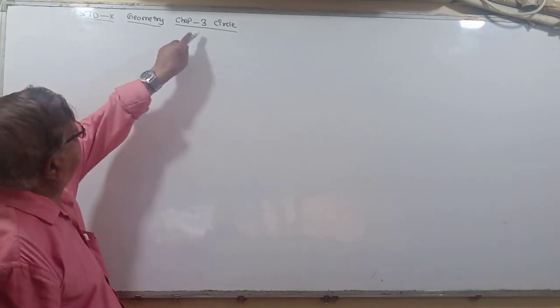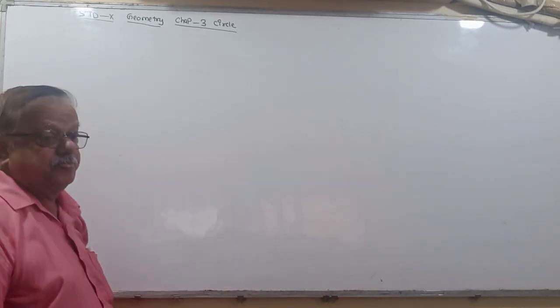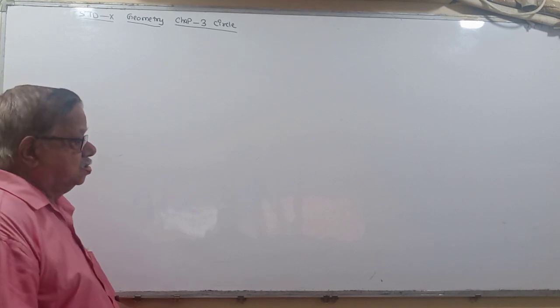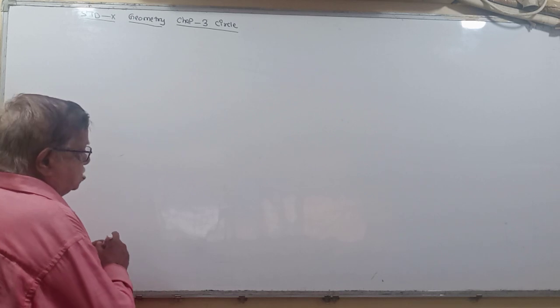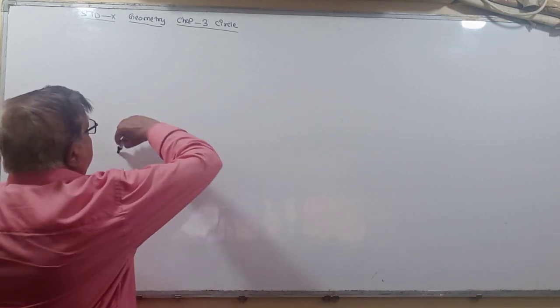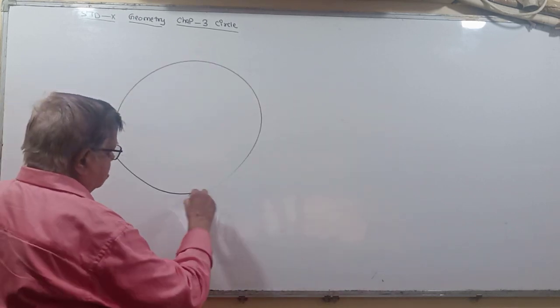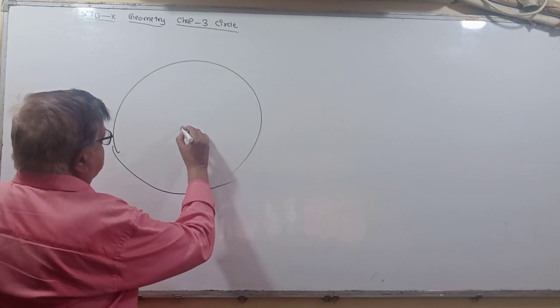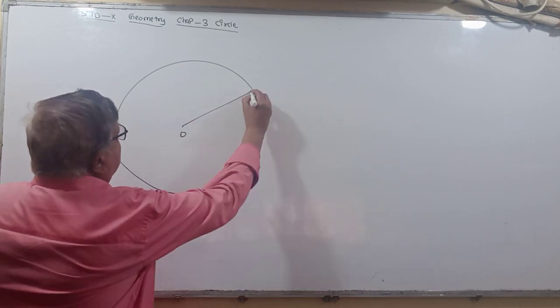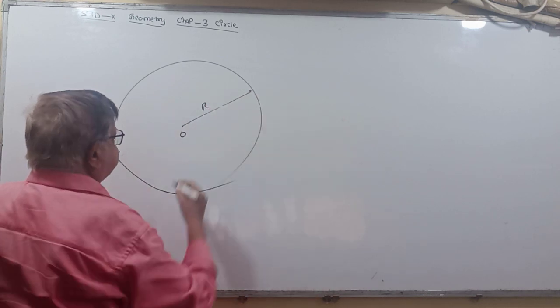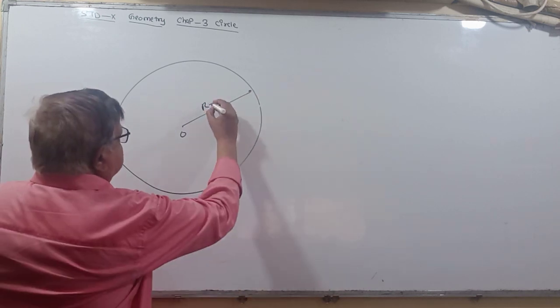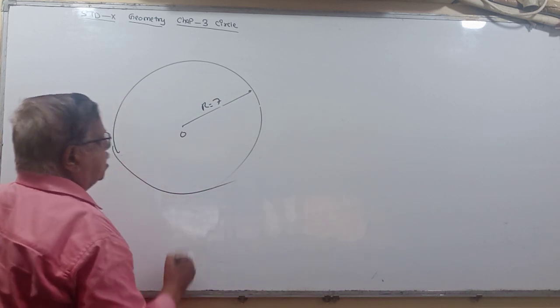We'll start chapter 3, the circle chapter, a very important chapter. It is a continuation from 9th standard. So let us study about the circle. This is a circle. Let us say O is the center. This is the radius R. Suppose R is equal to 7 centimeter.